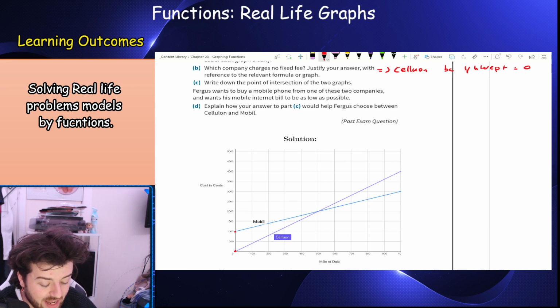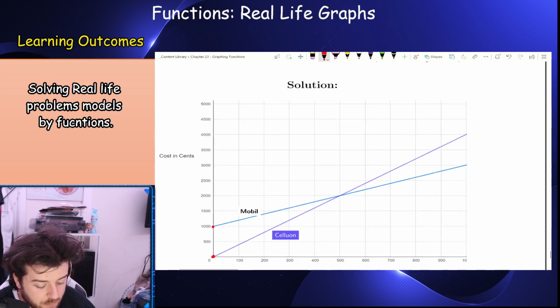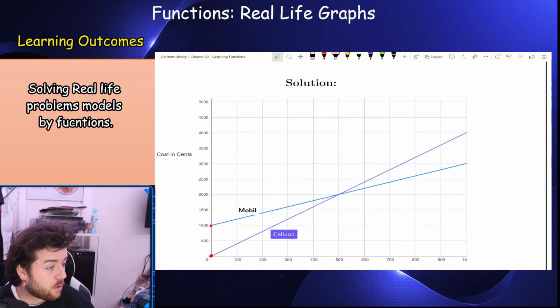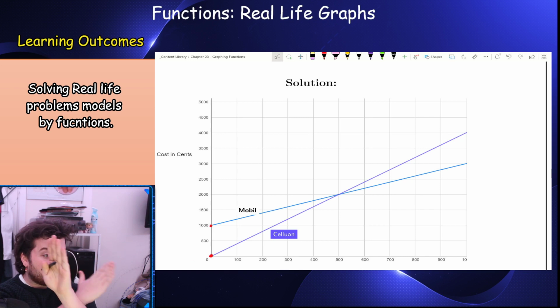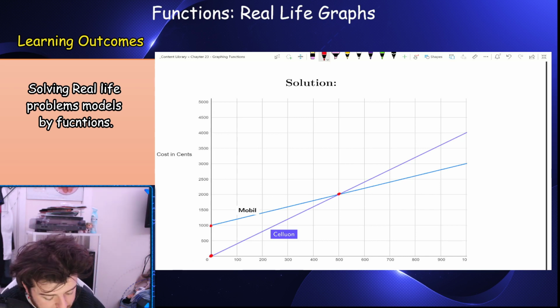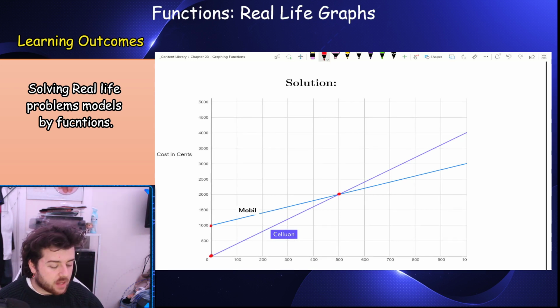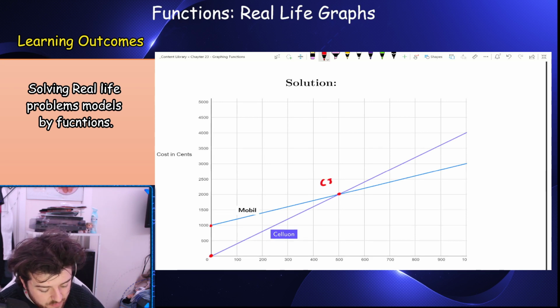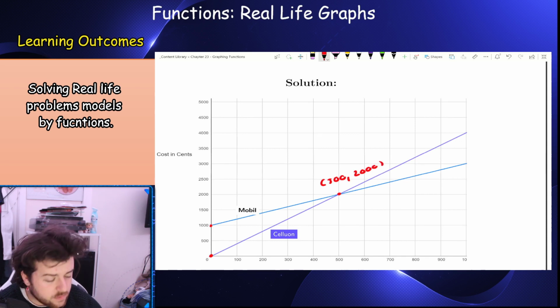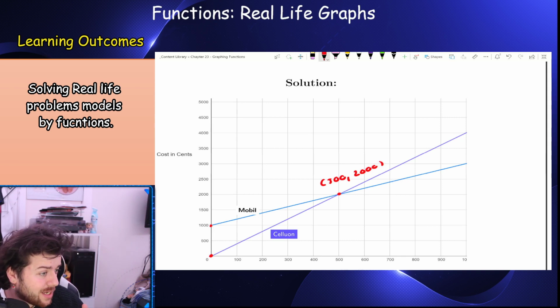Write down the point of intersection of the two graphs. Remember, the point of intersection is where two graphs cross each other. So they cross at this point here. So what does this mean? They cross at 500 and 2000. That means for 500 megabytes of data, they both charge 2,000 cents or €20. So they both cost the same amount when you use 500 megabytes of data.